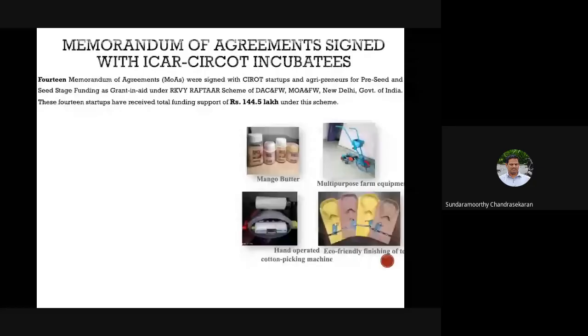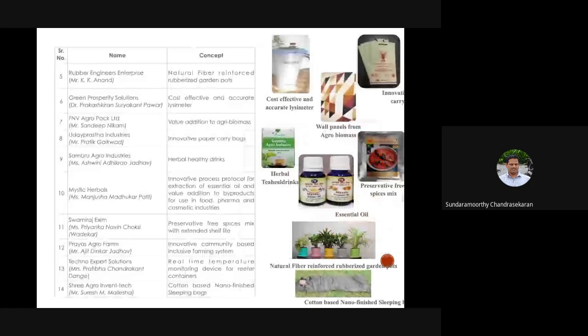These technologies are at a pre-seed stage, that is, it is their concept or idea. To make them into prototype products, we are giving them funds up to 5 lakhs. These four have been selected for funding. And the remaining 10 are developing natural fiber based rubber pots with natural fiber reinforcement, so that they are sturdy and can be used for ornamental crop growing, and are biodegradable as well.